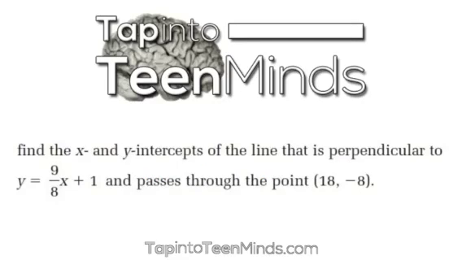The question we'll look at asks us to find the x and the y-intercepts of a line that is perpendicular to y equals 9 over 8x plus 1 and passes through the point (18, -8).